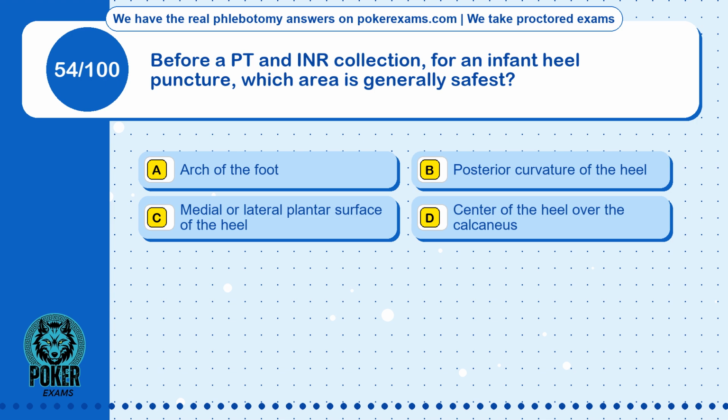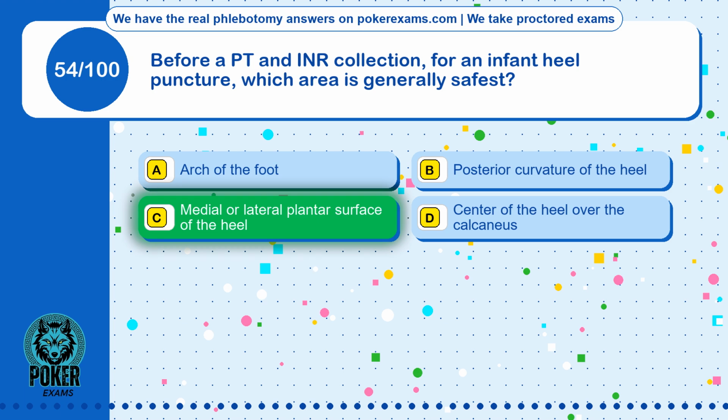Question 54. Before a patient NINR collection, for an infant heel puncture, which area is generally safest? Option A. Arch of the foot. Option B. Posterior curvature of the heel. Option C. Medial or lateral plantar surface of the heel. Option D. Center of the heel over the calcaneus.